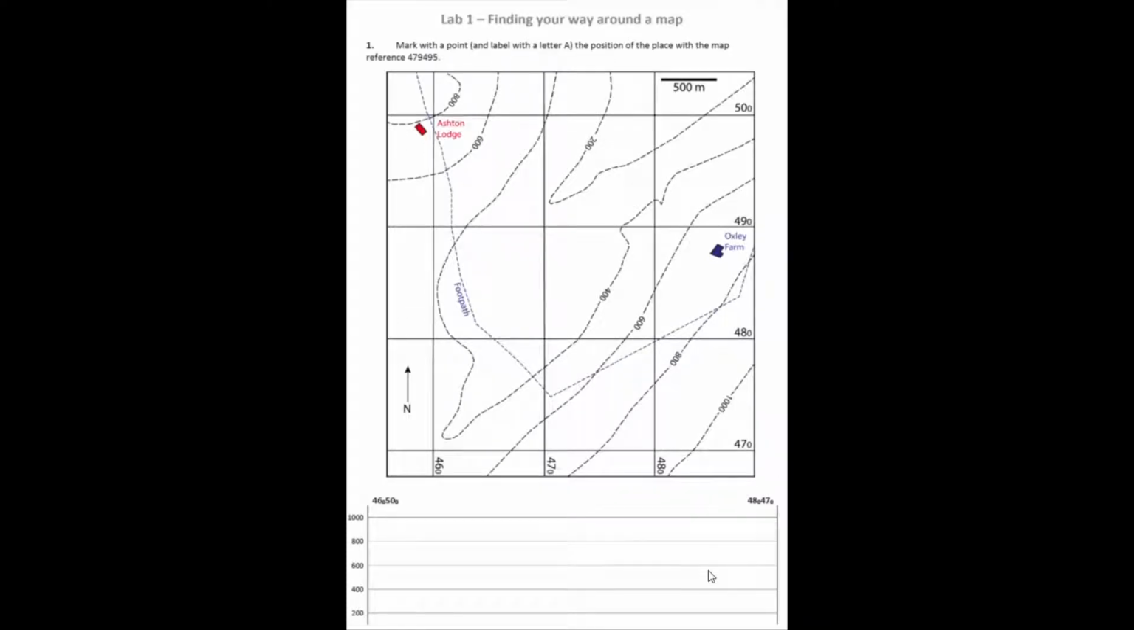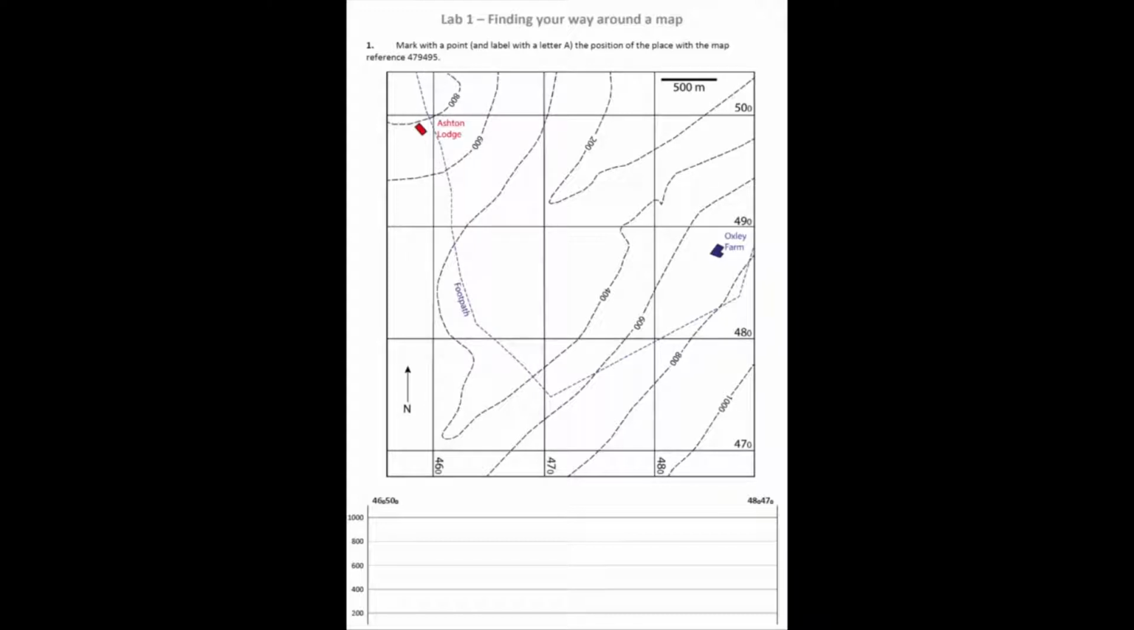Okay, so this first question asks us to mark a point and label it with the letter A, the position of the place on the map with the reference 479495. This is what we call a six-figure grid reference, and you can split it into two parts. The first three figures are the X coordinate, and the second three figures are the Y coordinate. So it's saying 479 on the X and 495 on the Y.